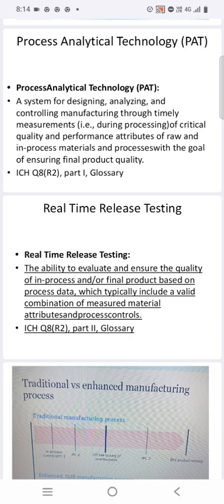Next term is real-time release testing. Real-time release testing is an important term during QbD. What is real-time release testing? The ability to evaluate and ensure the quality of in-process and the final product based on process data, which typically include a valid combination of measured material attributes and the process control.